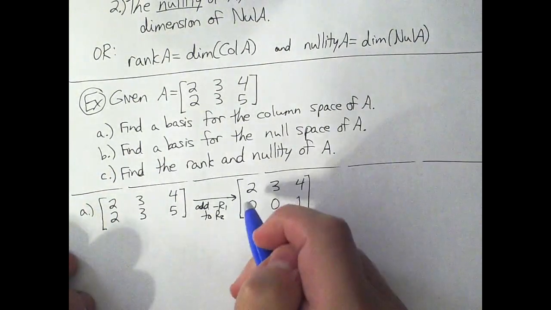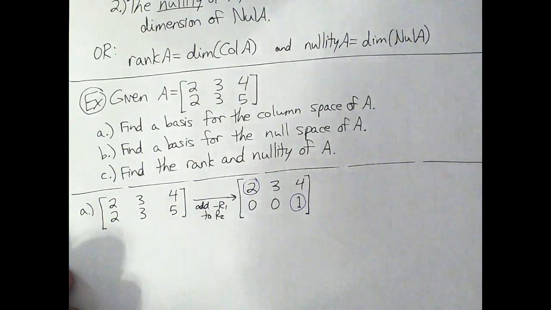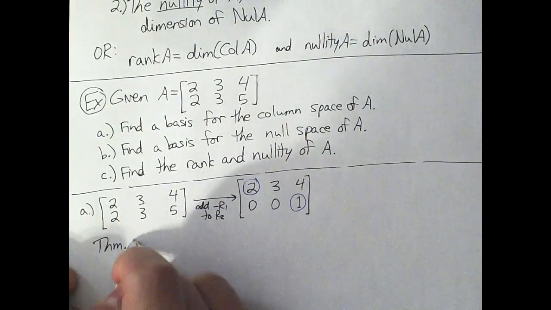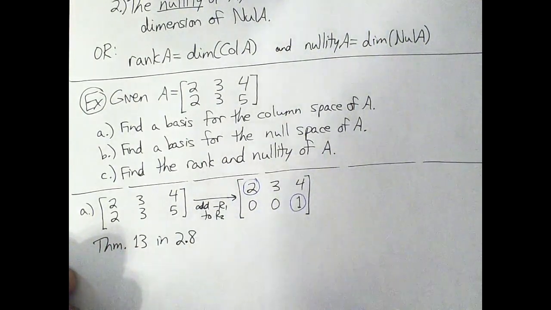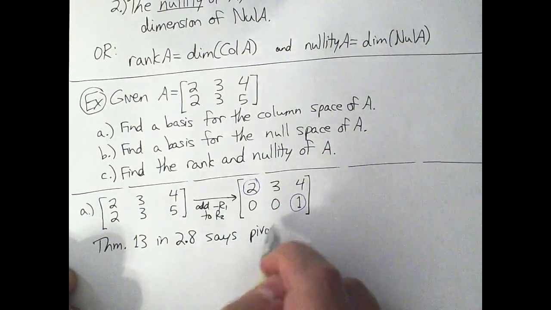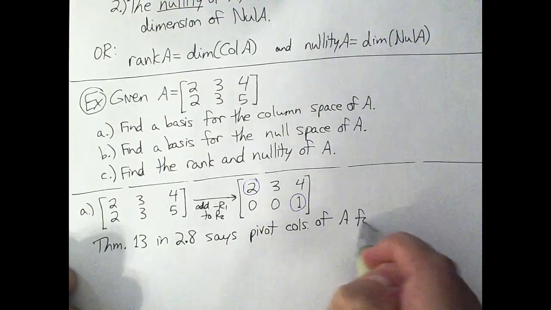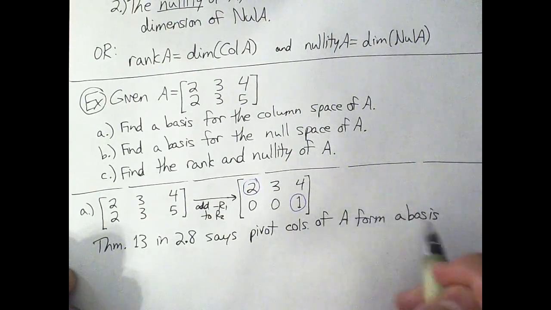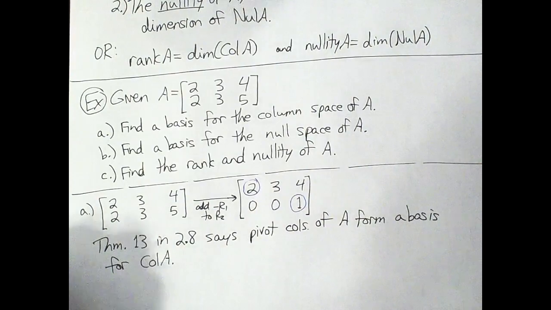So this is a pivot location. This is a pivot location. Theorem 13 in 2.8, the previous video lesson, says that the pivot columns of A form a basis for the column space of A. So that's why I did row reduction here.